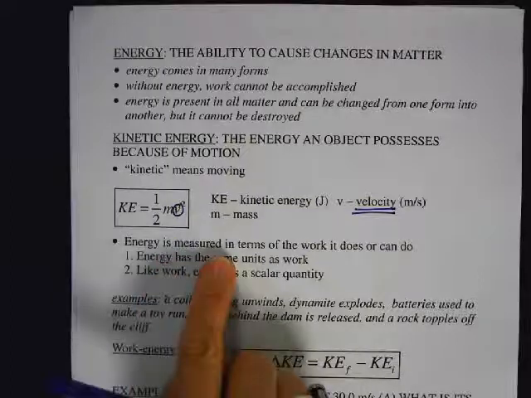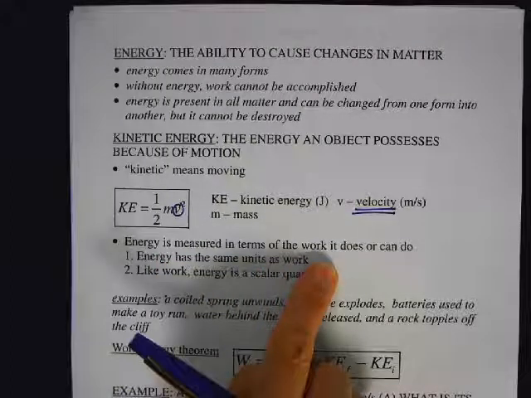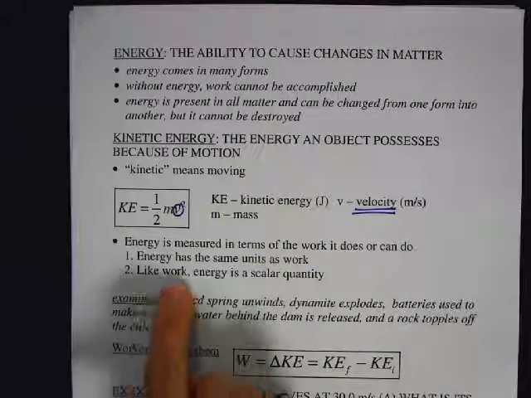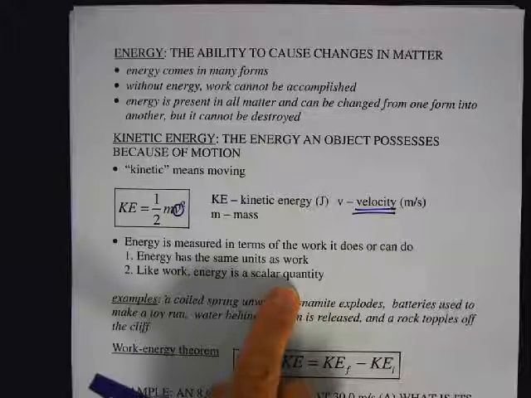So energy is measured in terms of the work it does or can do. So energy has the same units as work. Like work, energy is a scalar quantity. That means it doesn't have a direction.